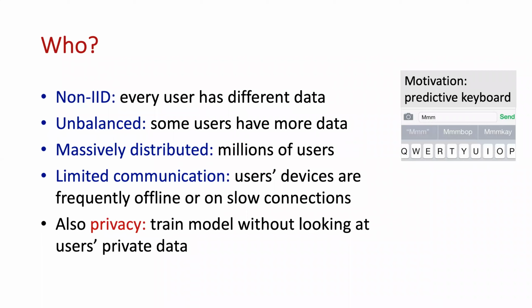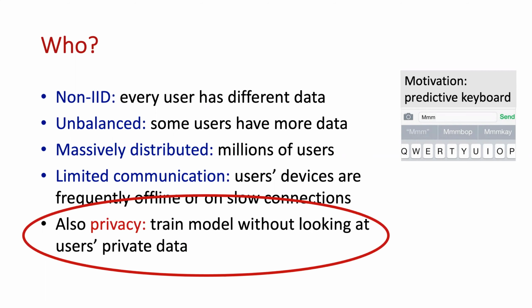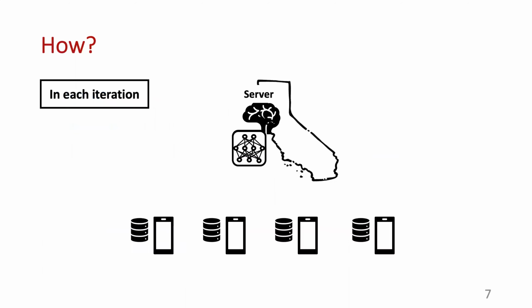That is, you want to train the model without looking at users' private data. That's the core motivation for the whole thing. Because if you didn't care about privacy, you would just collect the data. Here, you do it in a distributed fashion because you care about privacy. So privacy is what drives a lot of technical developments in federated learning, in addition to the original motivation.